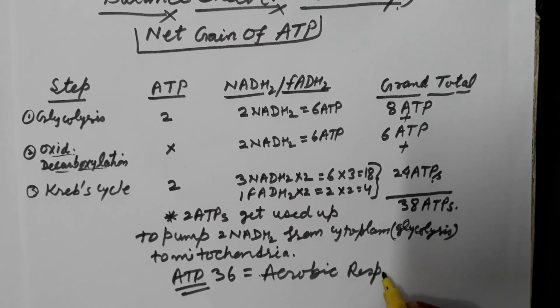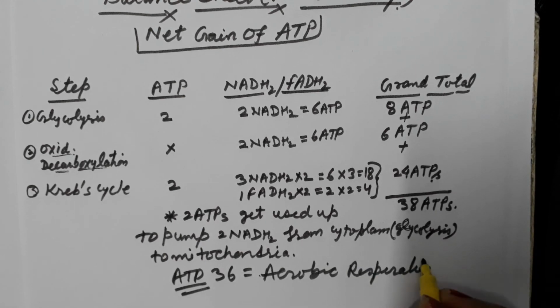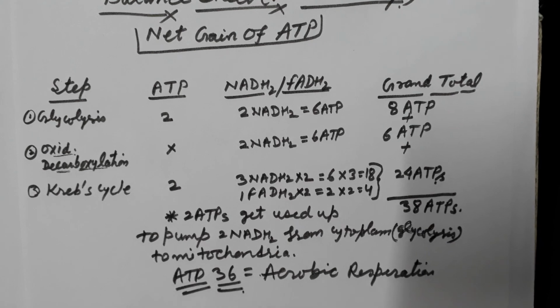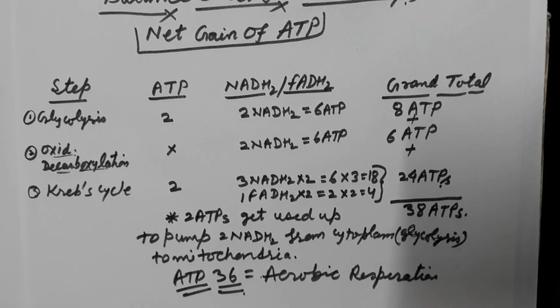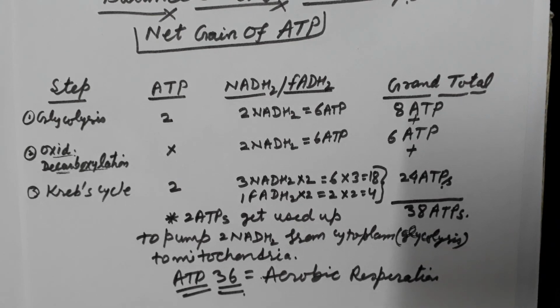One molecule of glucose is completely oxidized, which gives rise to 36 ATP in this process. This is all about this video. I think the balance sheet is very clear to you all.